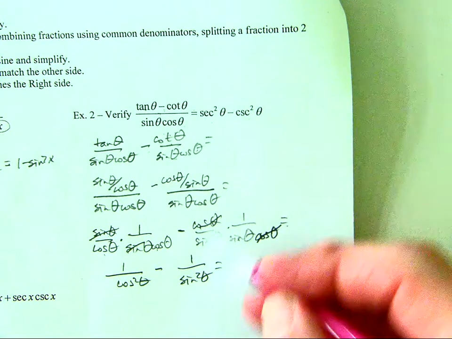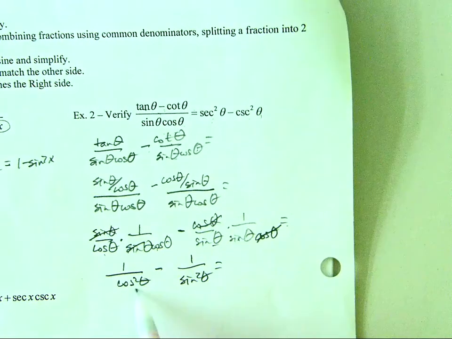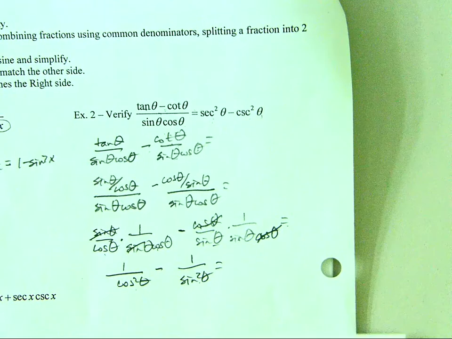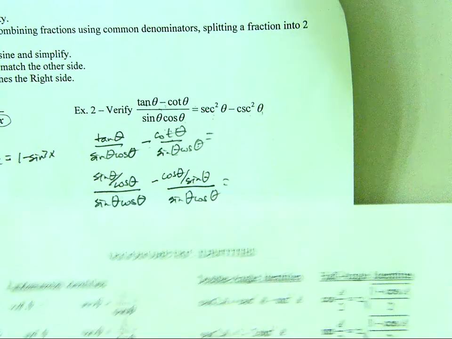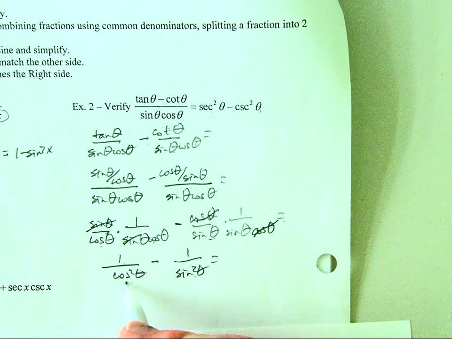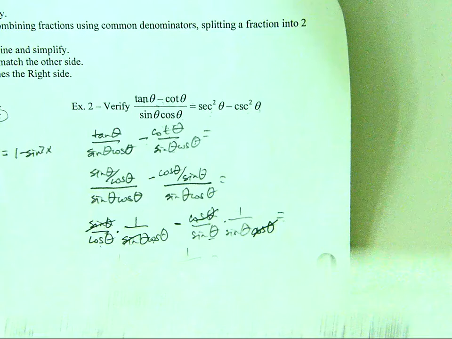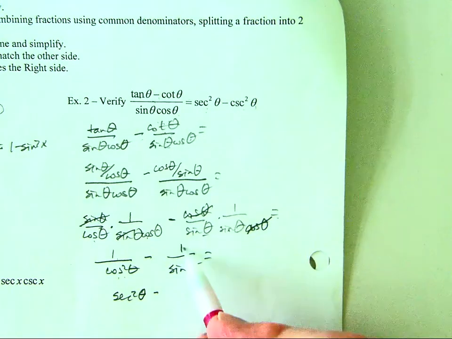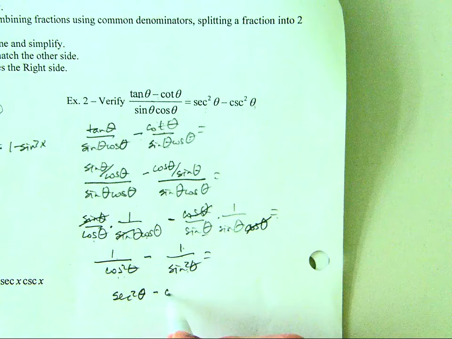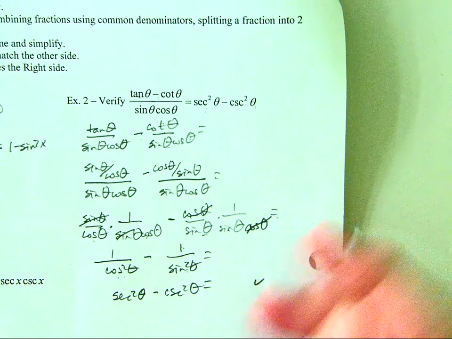Now, we want to keep comparing it to the other side. So on the other side, I have secant squared minus cosecant squared. Here I have 1 over cosine squared and 1 over sine squared. Those are pretty close to being related. We know that secant equals 1 over cosine. So isn't 1 over cosine squared going to be secant squared? Here we know cosecant is 1 over sine. So wouldn't 1 over sine squared just be cosecant squared? And now the two sides match. We verified it.